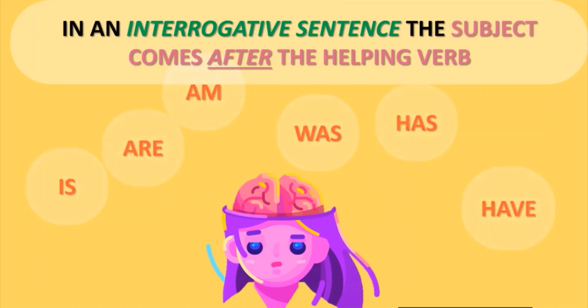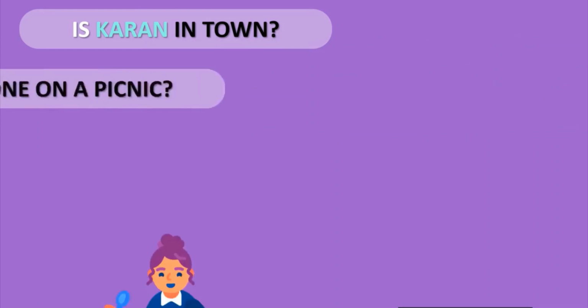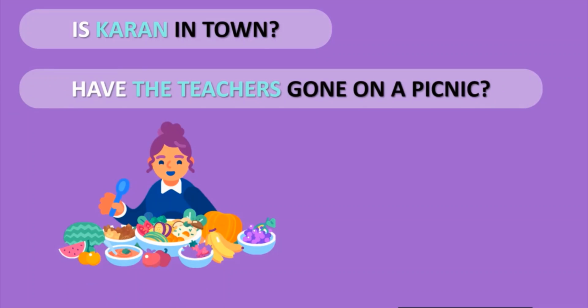Now let us see it in an example. Is Karan in town? So we said that in an interrogative sentence, the subject comes after the helping verb. Here the helping verb is is. So the subject is Karan. Next example, have the teachers gone on a picnic? Here again the helping verb is have, and so the subject is the teachers.